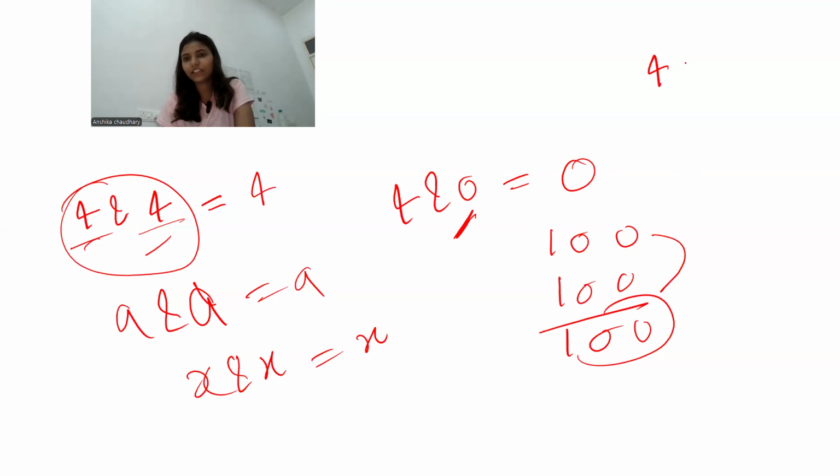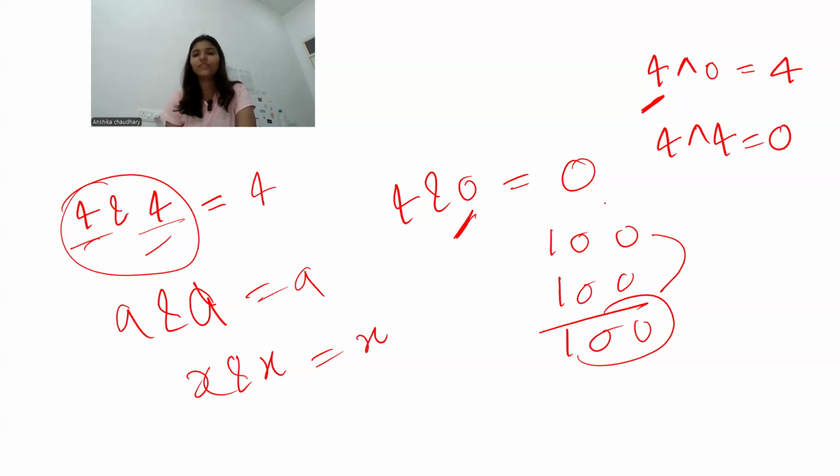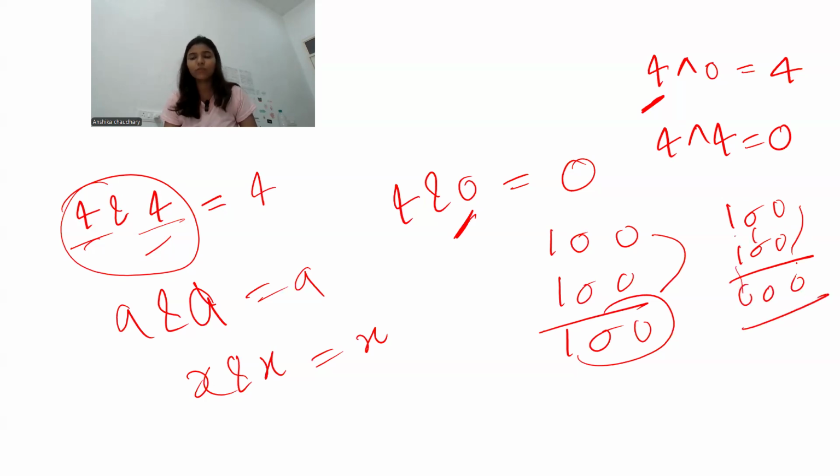Again, if it is like this, 4 XOR 0. So always remember, whenever you have to take the XOR of a number with 0, the answer will be that particular number. So the answer will be 4, right? And if you need to take 4 XOR 4, the answer will be 0. Why? Because 1 0 0 and 1 0 0. So we know that for the same value we get the answer 0. So same value, same value, same value, 0 will be the answer.